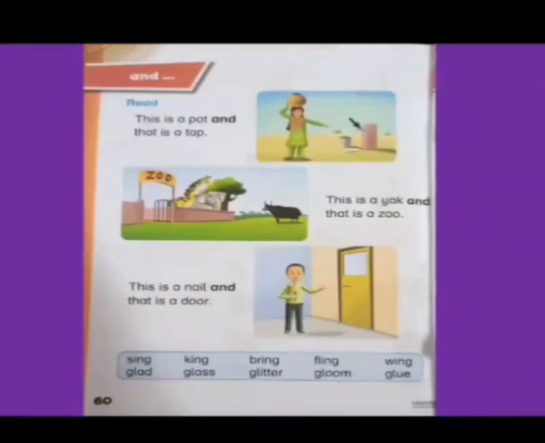Look at the heading in the red box, "and". What is the meaning of "and"? "And" means or. When we are connecting two sentences, then between the two sentences we will use the word "and".